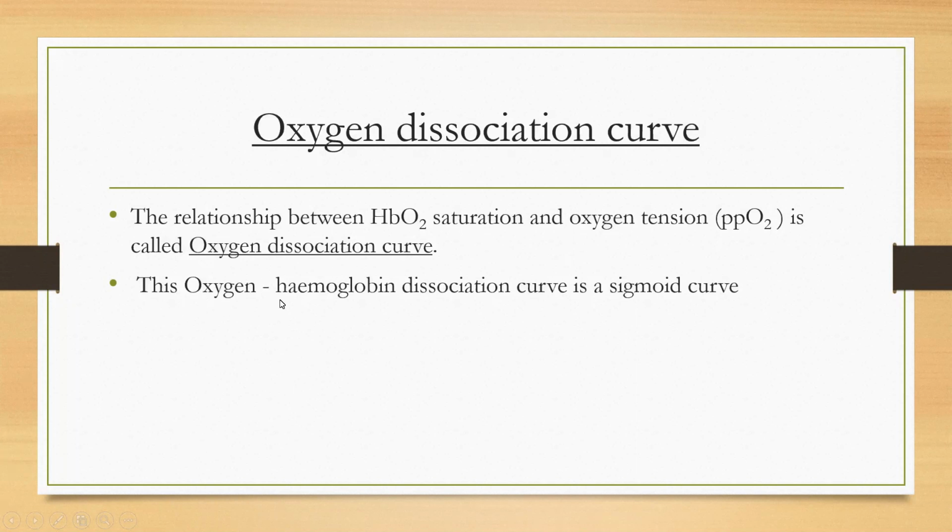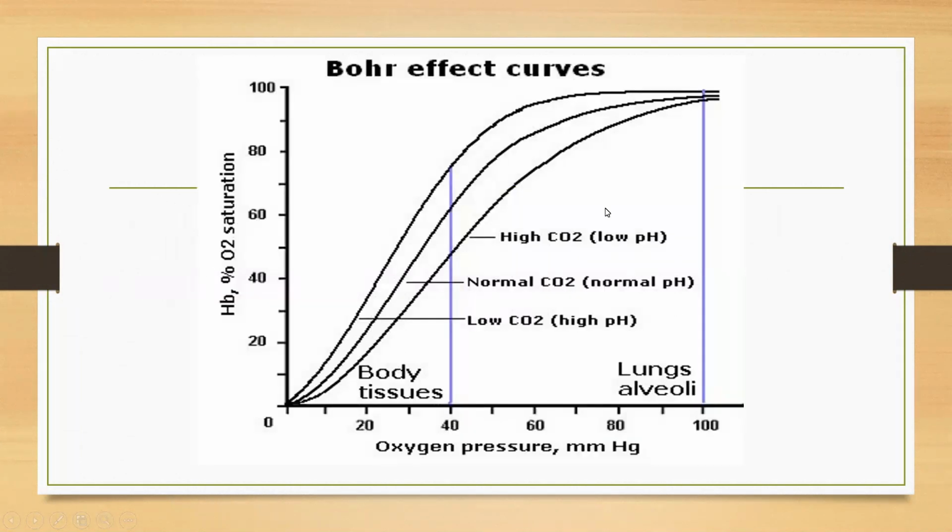This oxygen hemoglobin dissociation curve is a sigmoid curve. You can see this curve, and through the curve we can come to know how much the partial pressure of oxygen is, and how much oxygen saturation, basically oxyhemoglobin saturation, is taking place.